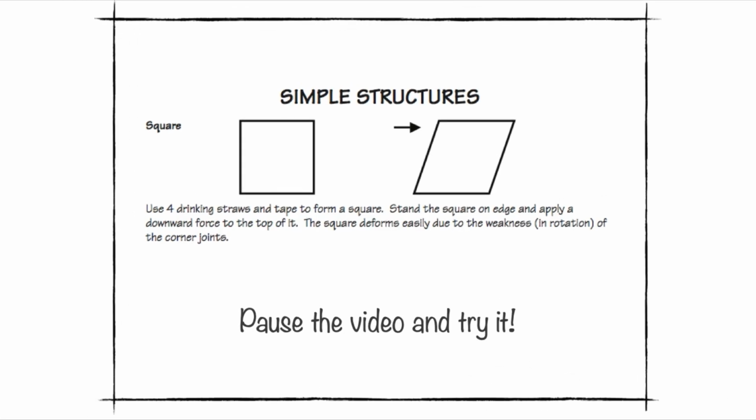If we use 4 drinking straws and tape the form to a square, and you stand the square on the edge and apply a downward force on top of it, the square deforms easily due to the weakness and rotation of those corner joints.